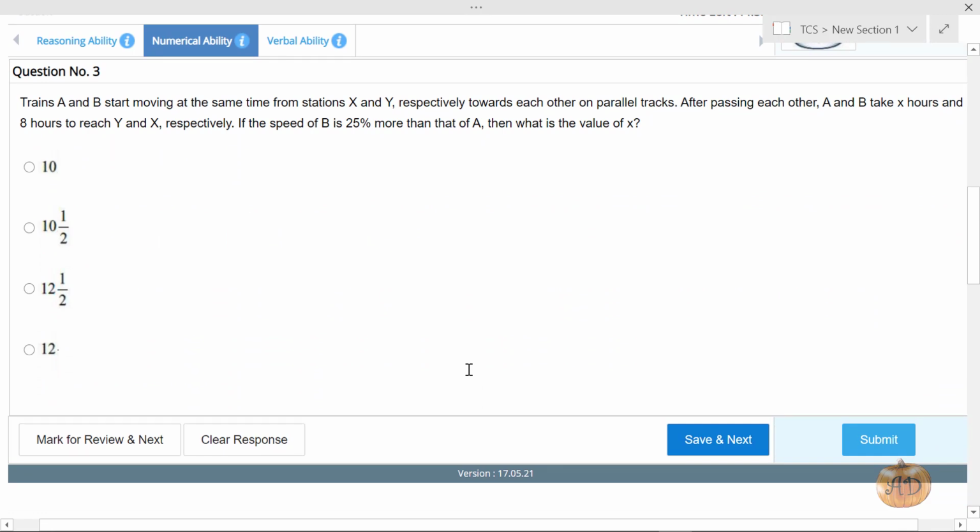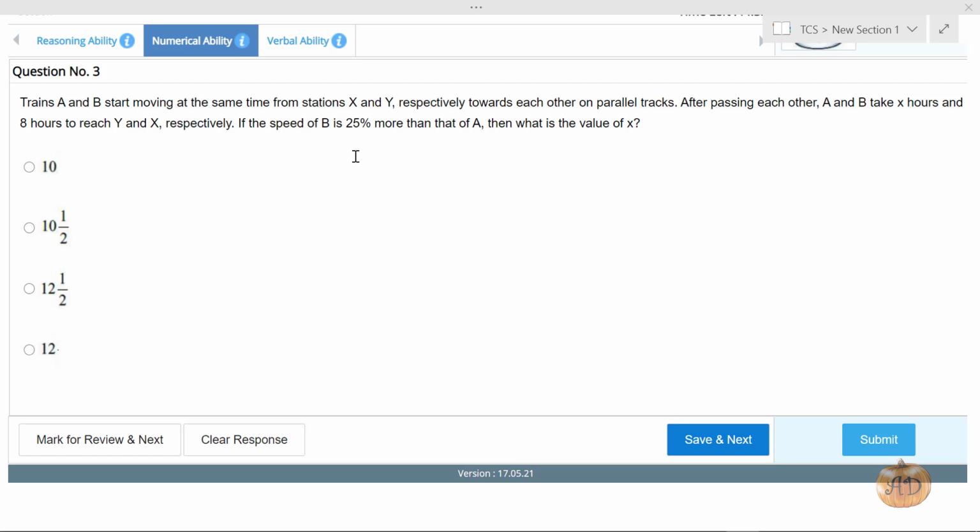Yes. So this is basically a speed and distance question based on trains. It says that trains A and B start moving at the same time from stations X and Y respectively towards each other on parallel tracks. After passing each other, A and B take X hours and 8 hours to reach Y and X respectively. If the speed of B is 25% more than that of A, then what is the value of X?